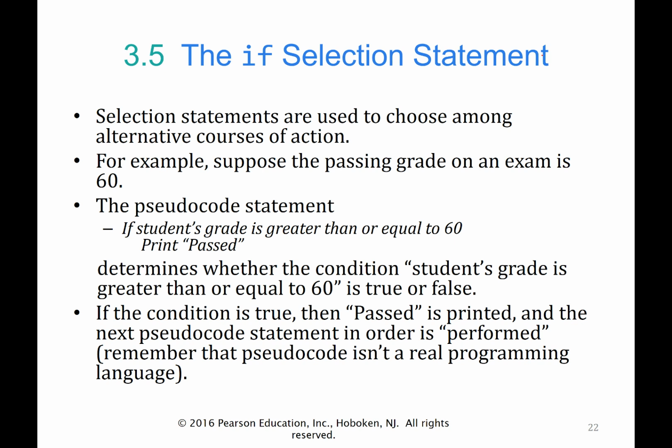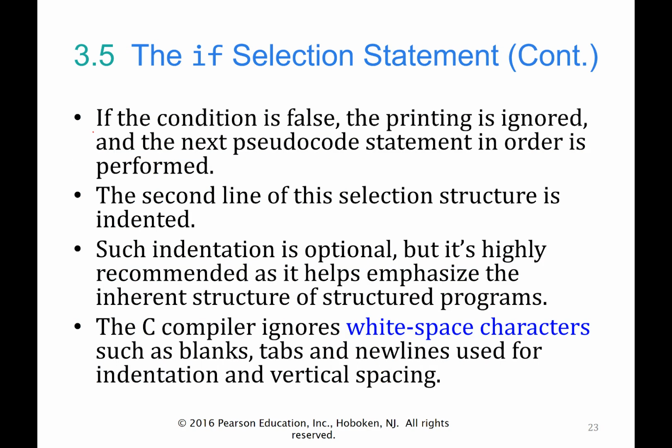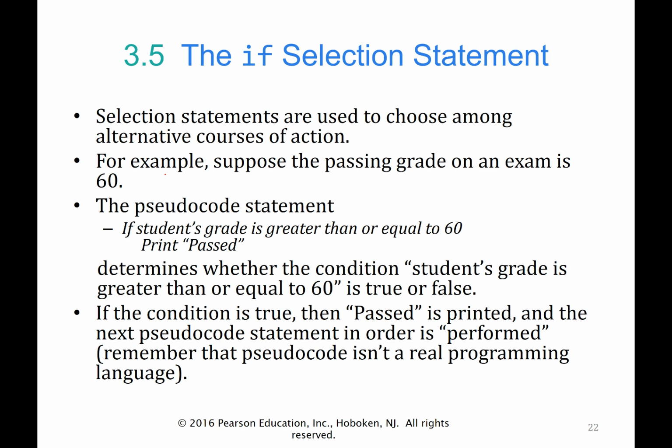But here we have the if statement. If the student grade is greater than or equal to 60, we print pass. So that goes back to what I was saying. That's the American system. We go on the 90, 80, 70, 60 scale. So anything above a 90 is considered an A. Anything below a 60 is considered an F.